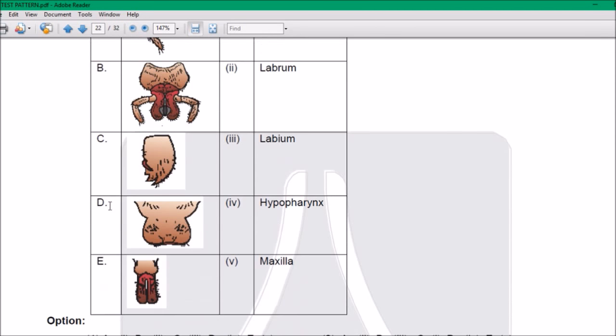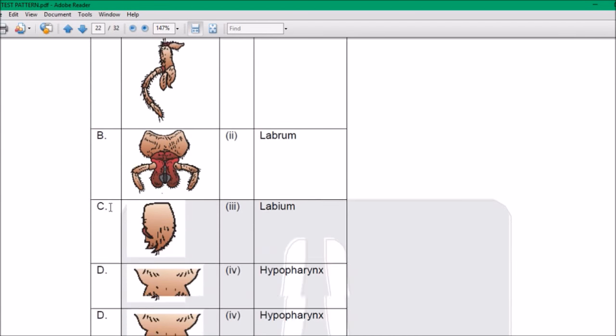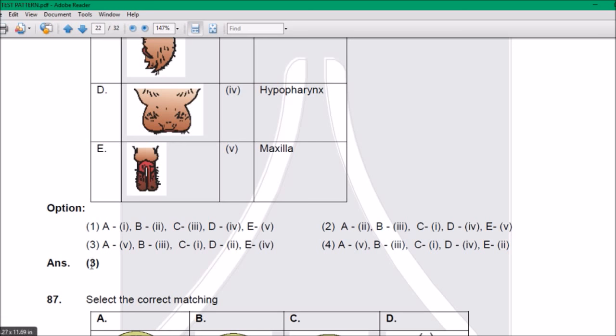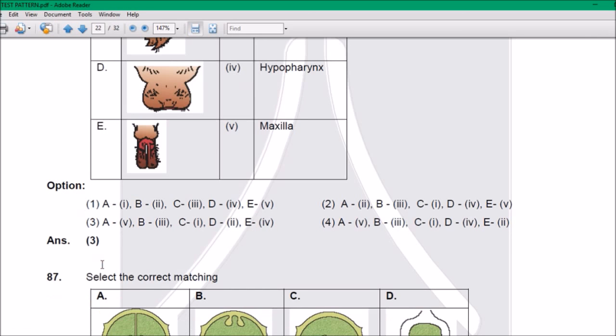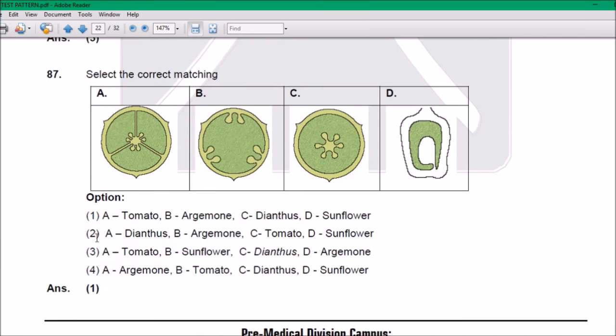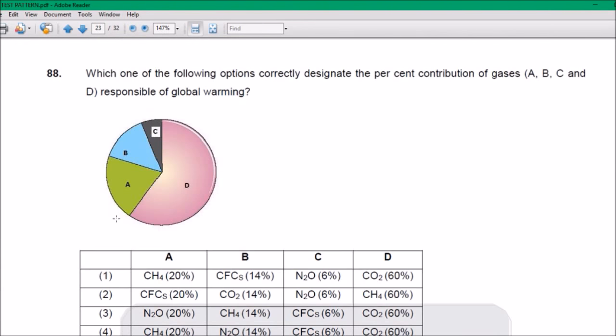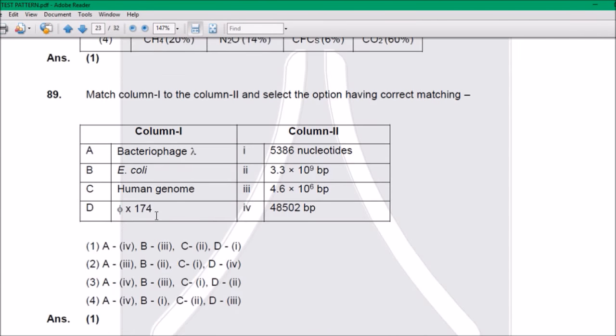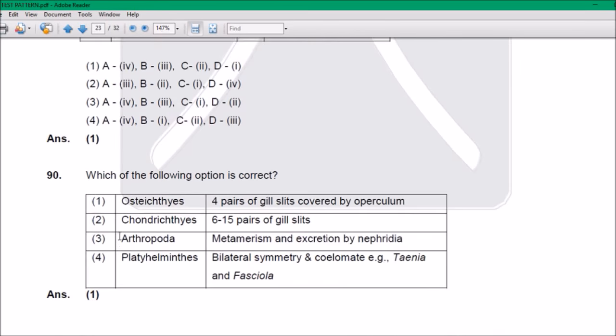And then you have 86, partial biology. Answer is 3. First one, 3, diagrammatic. 87, 1. 88, the answer is 1. 89, the answer is 1.